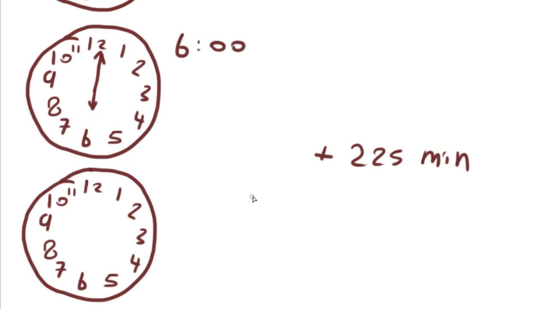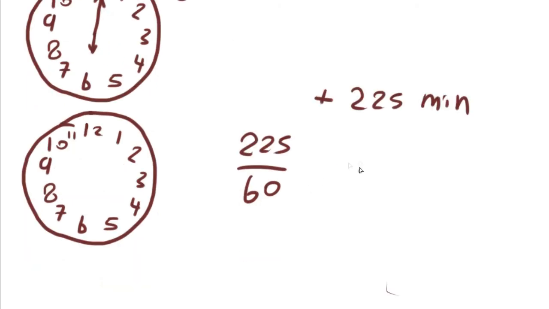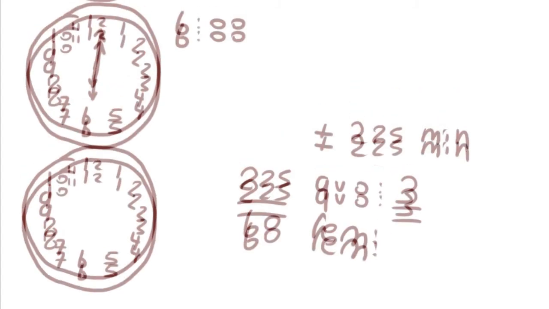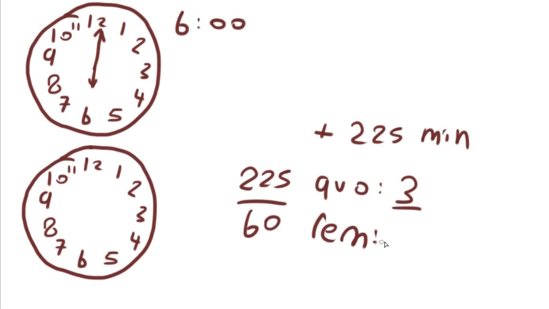Alright, we have to split that into hours and minutes. So let's say 225 divided by 60, because that's how many minutes are in an hour. Tell me, 225 divided by 60, what's the quotient? That would be equal to 3. Because 60 times 3 is 180, and 60 times 4 is 240. 240 is too much, so therefore the quotient is 3. Now tell me what the remainder is. Or what's the mod, if you take the mod of 225 and 60, what do you get?